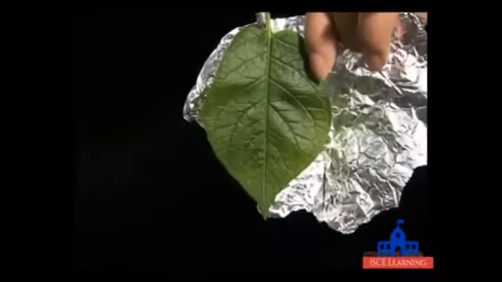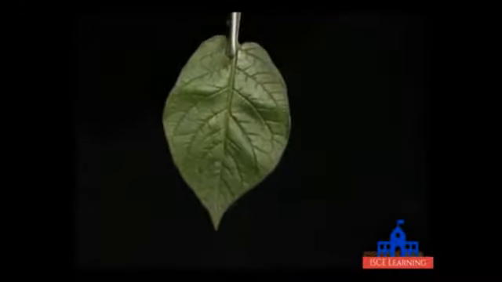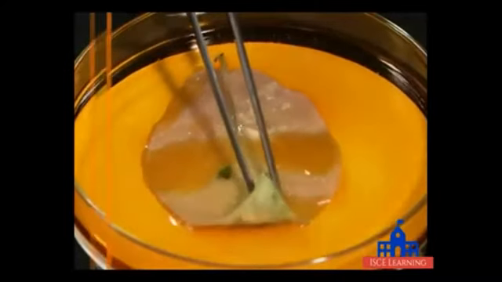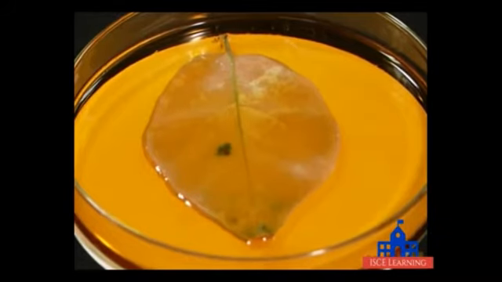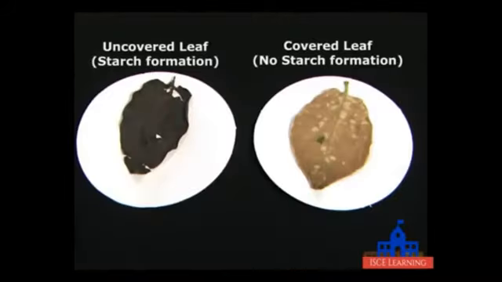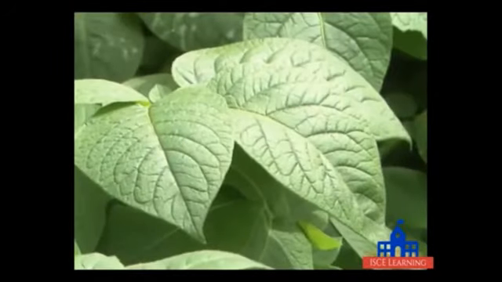On the other hand, the leaf that was covered does not show any change in color and hence gives a brown color with iodine. Since the covered leaf did not receive the sunlight, no starch is formed in it. So, it is inferred that the plant manufactures starch in the presence of sunlight by the process of photosynthesis.